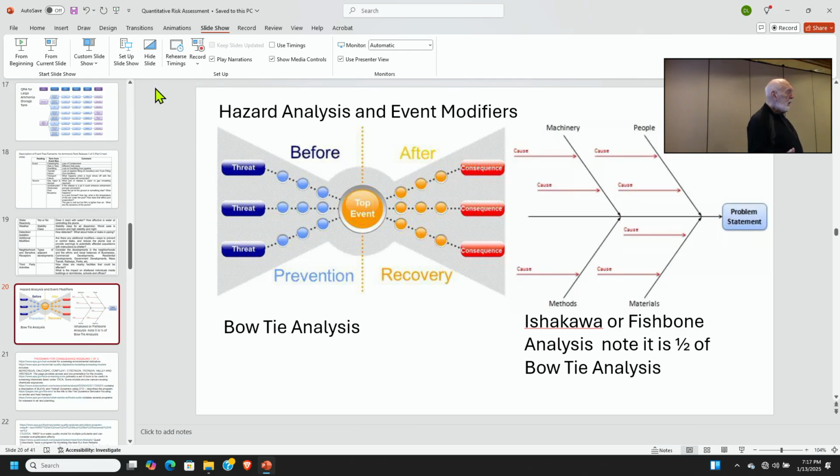Now the Ishikawa or fishbone analysis is basically a half of the bow tie analysis. So you'd put two together, pointing in opposite directions, you'd have the same thing as a bow tie analysis. It's just a different way of looking at things.